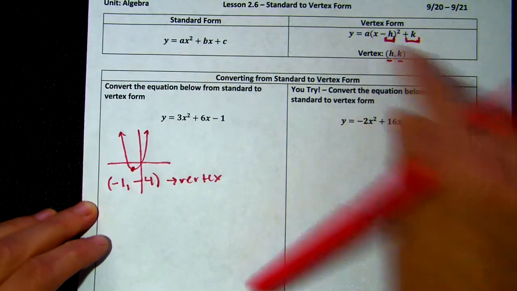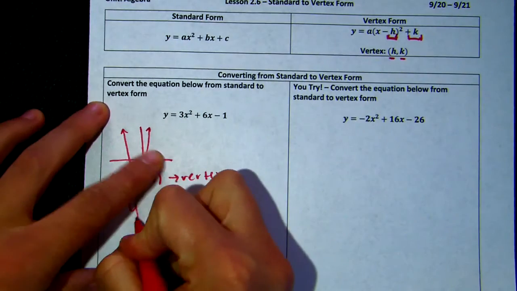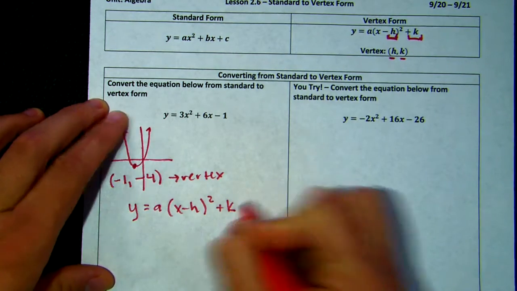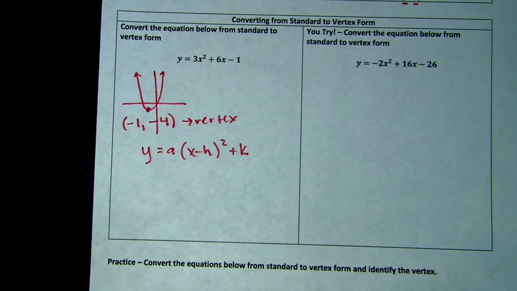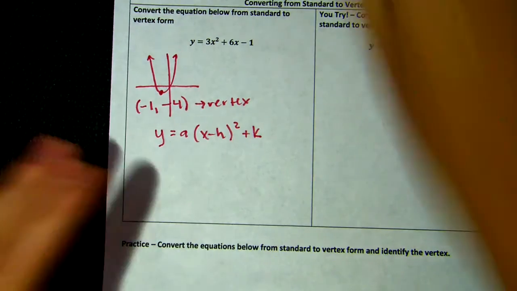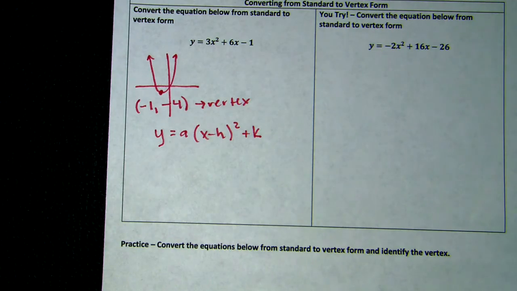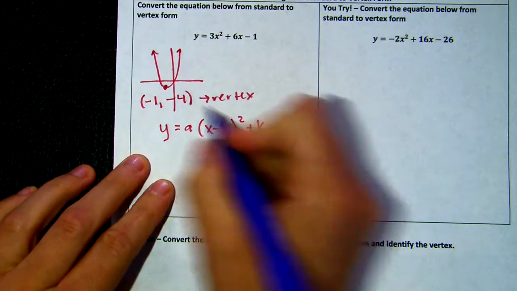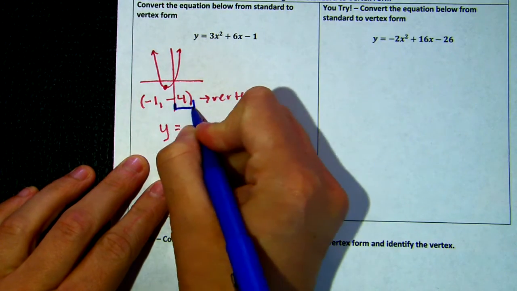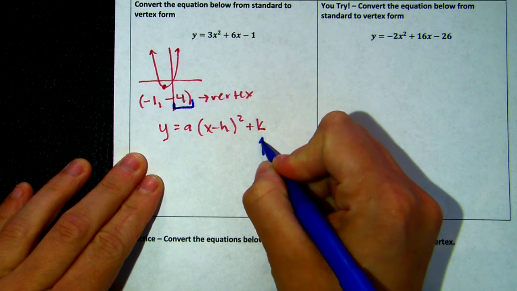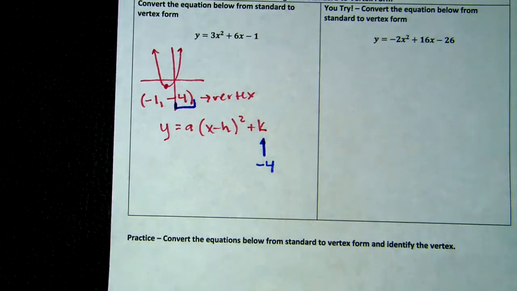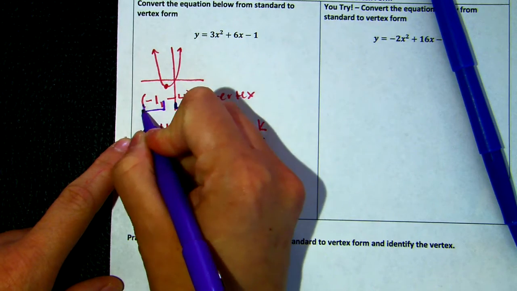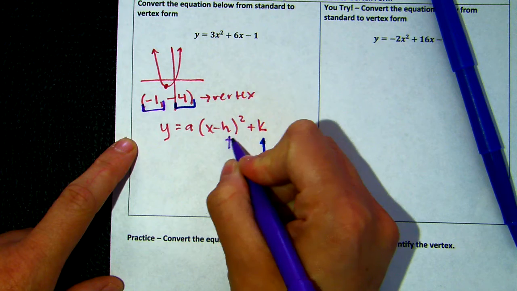So I'm going to rewrite vertex form down here as y equals a(x minus h) squared plus k. Now that I've got the vertex form written here, I'm just going to plug in values for a, h, and k. I'm going to start with k values. So k is the y value of the vertex. So the point that I'm going to plug in for k is -4. H is the x value of the vertex, so the point that I'm going to plug in for h is -1.